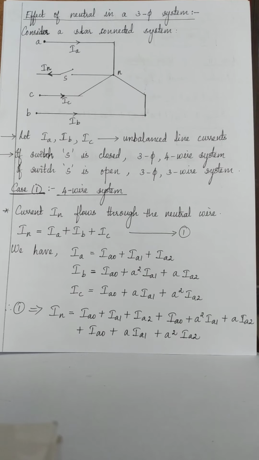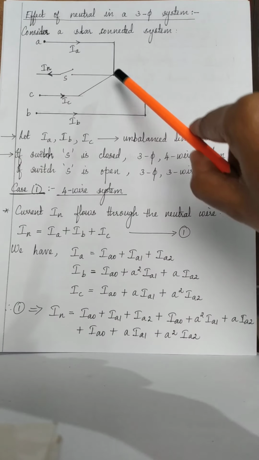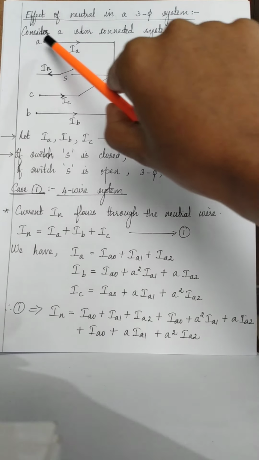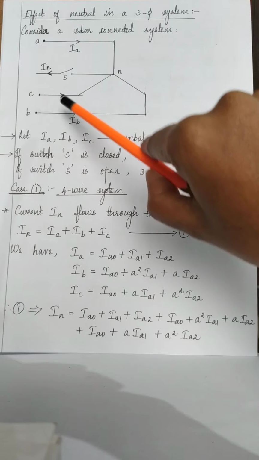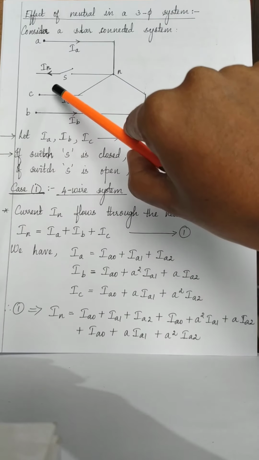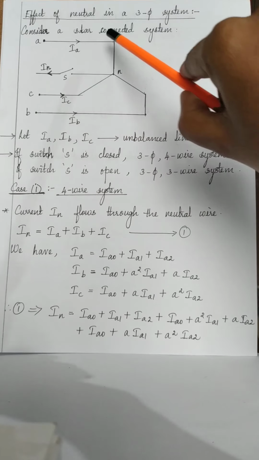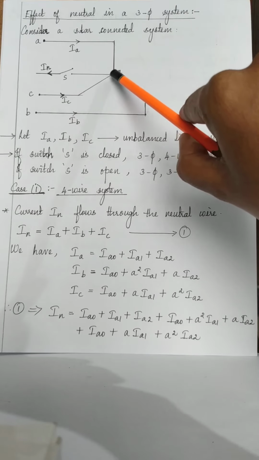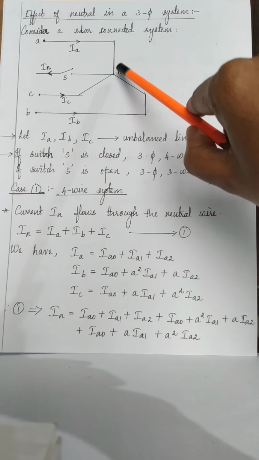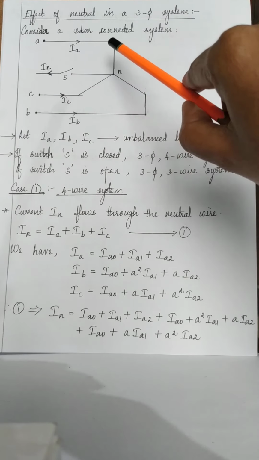and if there is no neutral wire, the zero sequence currents will be equal to 0. Okay. So let us consider a star connected system as shown in the diagram. A, B, C is the sequence taken. IA, IB and IC are the incoming currents to the star connected system. We have the neutral wire connected to the star point.